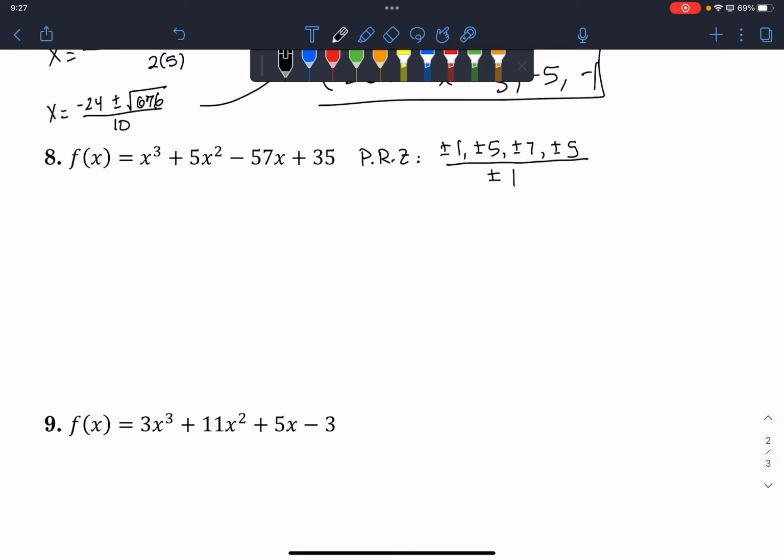Let's see. Well, let's start with the basic one. Let's try 1. Let's see if 1 works. So we have 1, 5, -57, and 35. You know what? I don't think that's going to work because of this -57. But let's see. 1 times 1 is 1, this is 6. And when I add that with -57, that's not going to give me -35. So not even close.